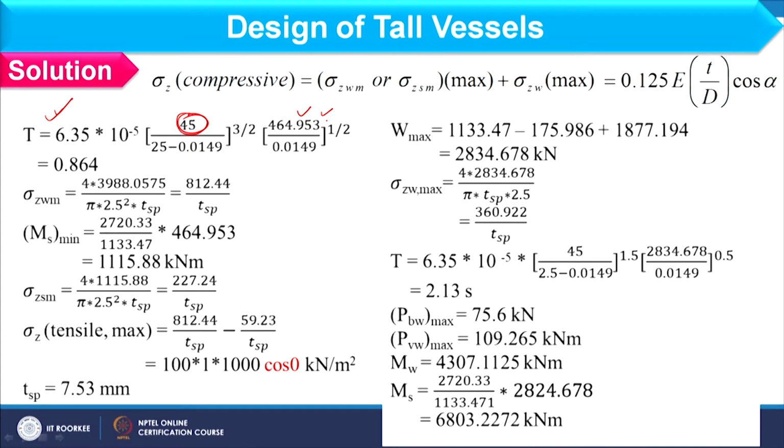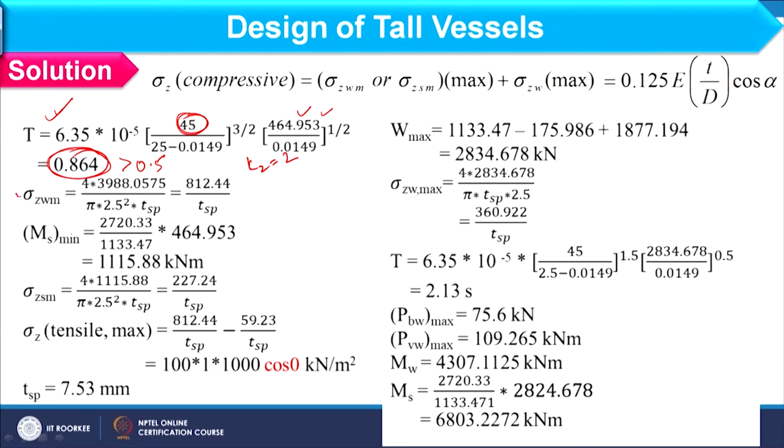Okay. So, considering this, T should come out as 0.864, and it is more than 0.5 seconds. So, K2 value will always be 2. Okay. So, in this case PBW and PUW values are not changing, only that will change with respect to the diameter, that we have already discussed in the last slide, right. So, sigma ZWM we can obtain as 812.44 by TSP, and further we consider the bending moment due to seismic load.